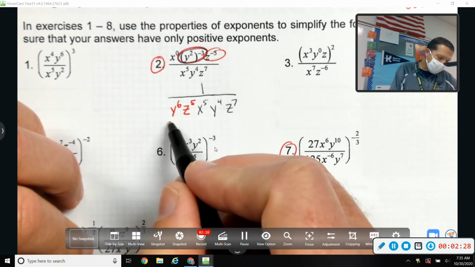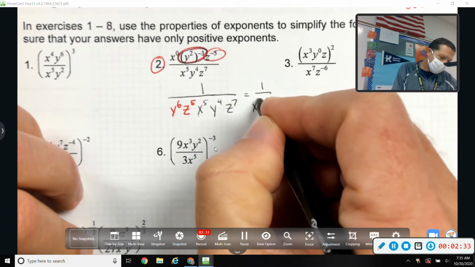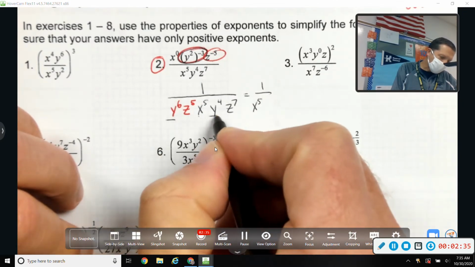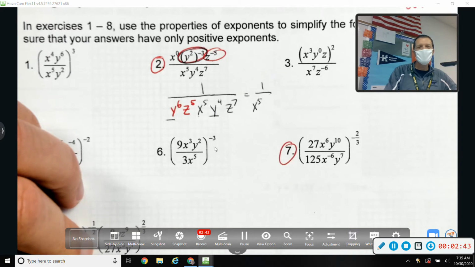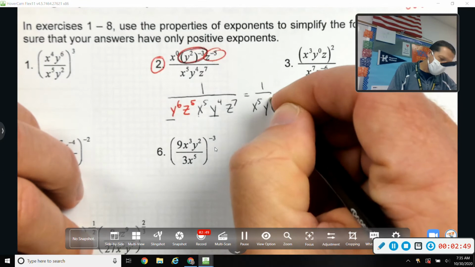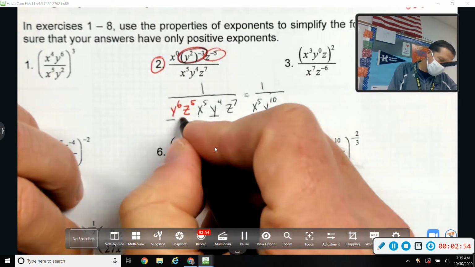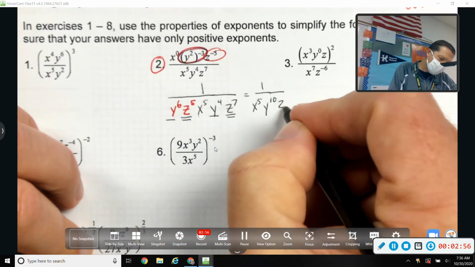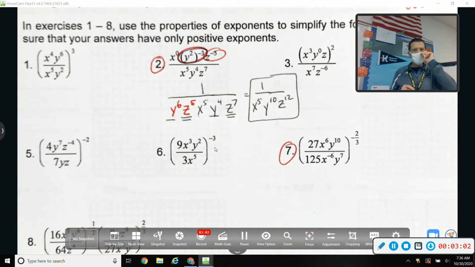Then in the bottom, I've only got one x term. I got 2 y terms. What do I do with y to the 6th and y to the 4th? Put them together, yes. How do I put them together? What do I do with their exponents? Add them. And then z to the 5th, z to the 7th would be z to the 12th. So hopefully that's a review. It sounds like it was. You guys knew what you're talking about.